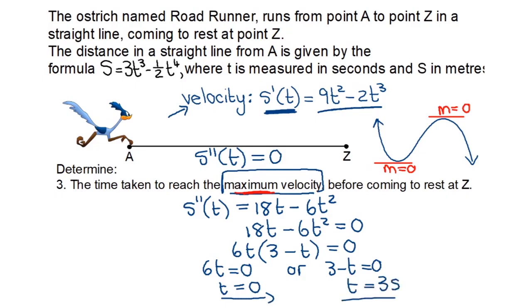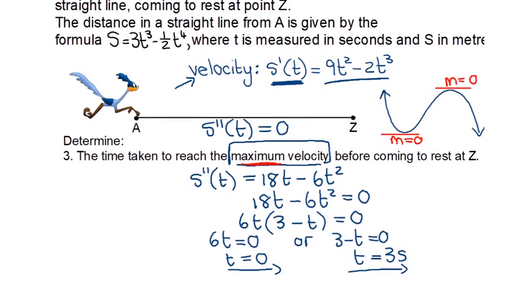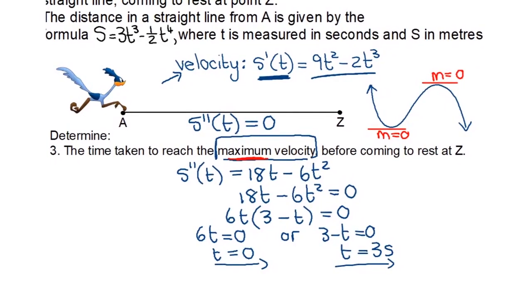So let's interpret this. Remember, I calculated the minimum and the maximum, because at the minimum and local max, the gradient was 0. So at t equals 0 seconds, it's the minimum velocity. The maximum velocity will be reached after 3 seconds, before it comes to rest at the point Z.